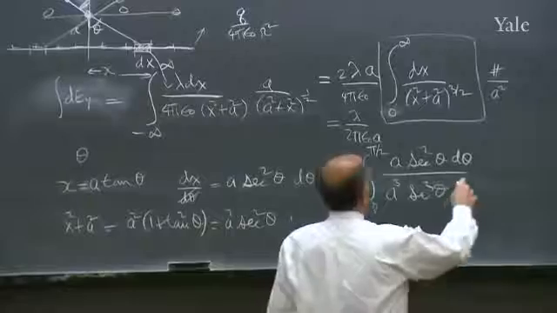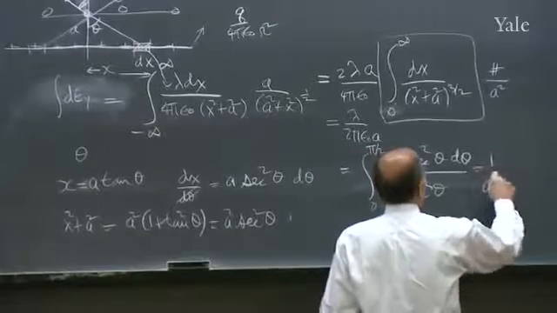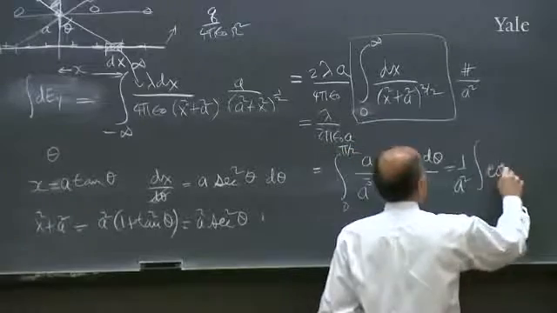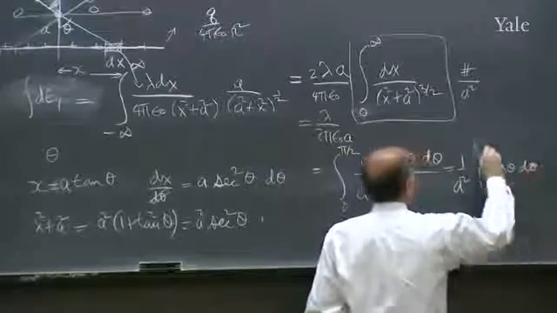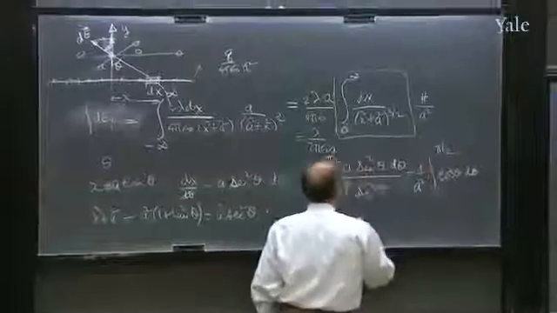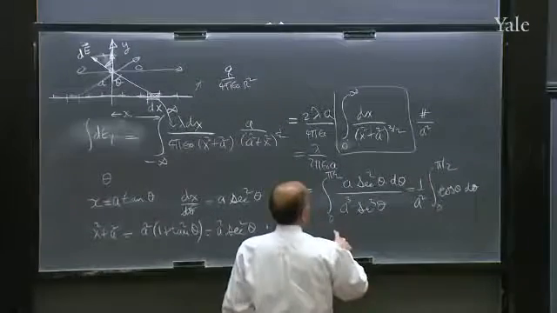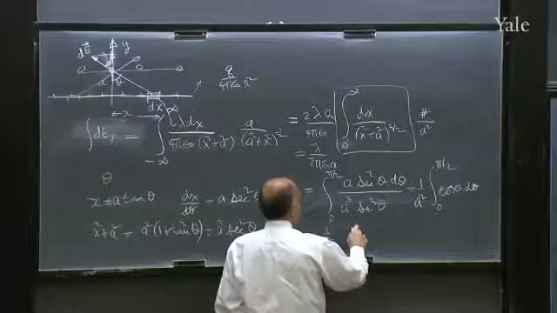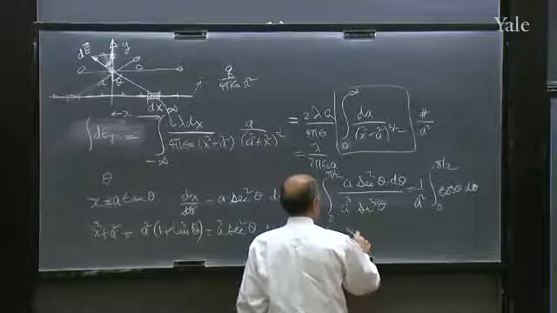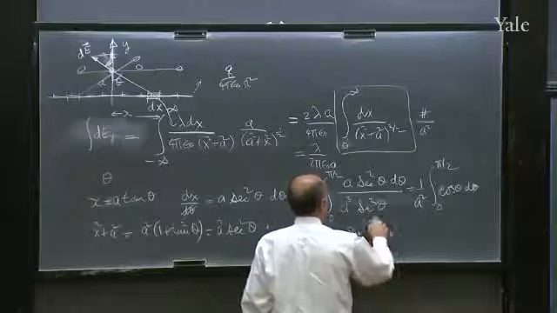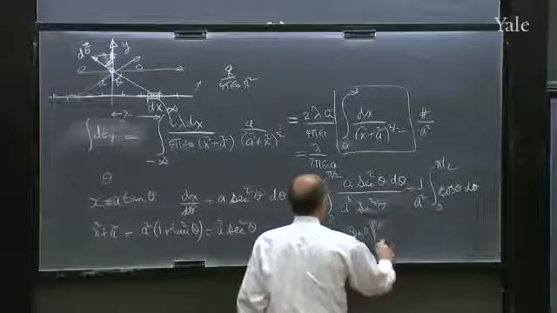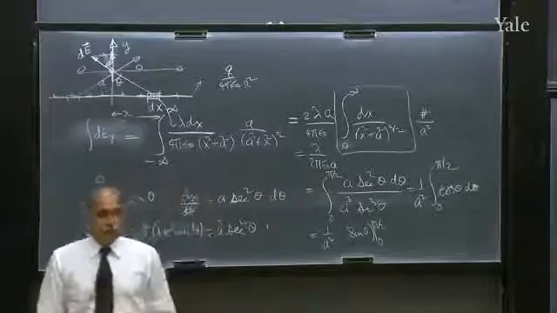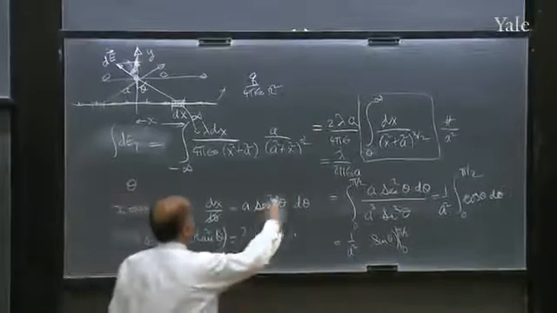So what do we get? You can see, as promised, I get a 1 over a squared, and I get the integral of 1 over secant theta, which is cosine theta, d theta, from 0 to pi over 2. And the integral of cosine is sine theta, from 0 to pi over 2. That just happens to be 1. So the final answer is what I gave you here.